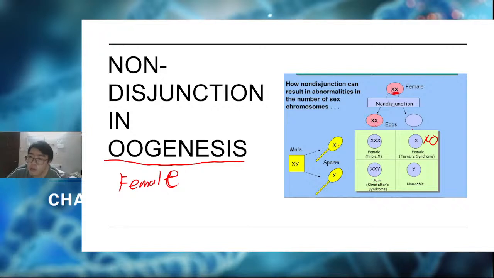But if there is no X chromosome at all and it is fertilized with Y, it is actually non-viable, it is lethal. It cannot survive at all. There are no people like this, no YO. An X chromosome must be present inside the human body. Okay, so this is when non-disjunction occurs in oogenesis.